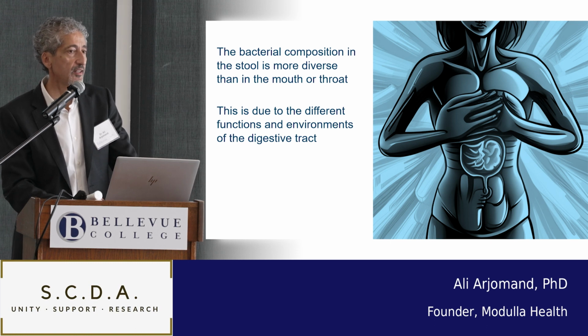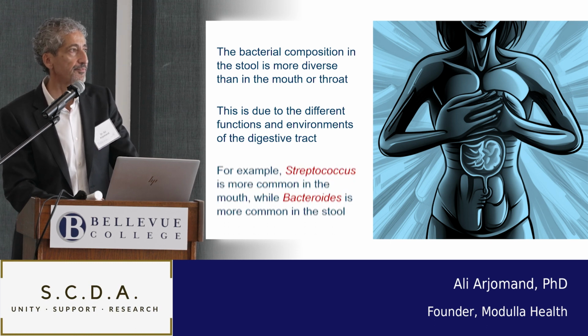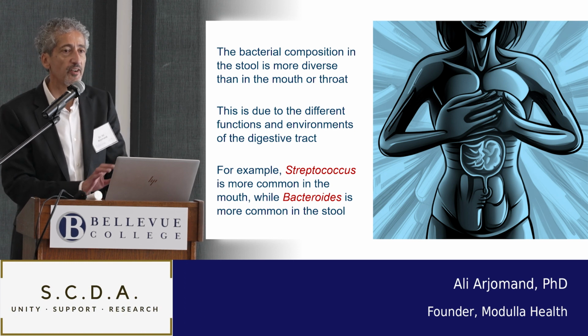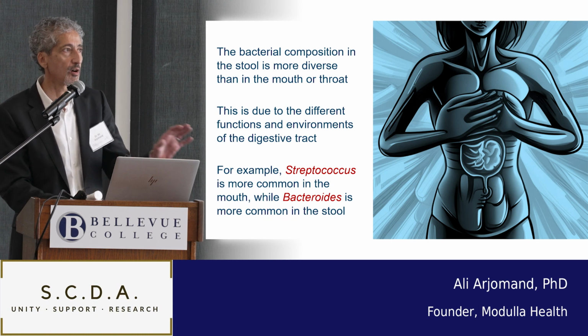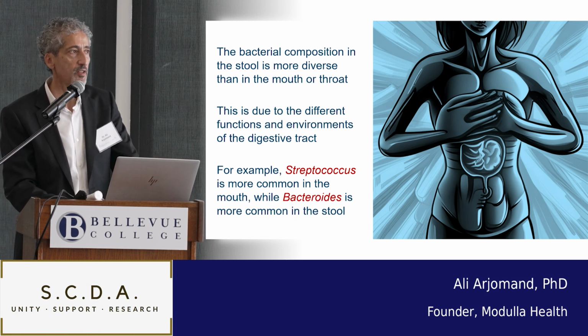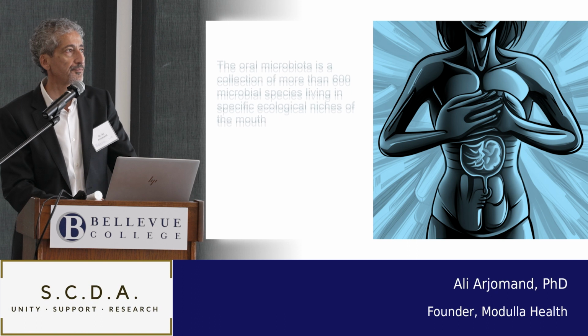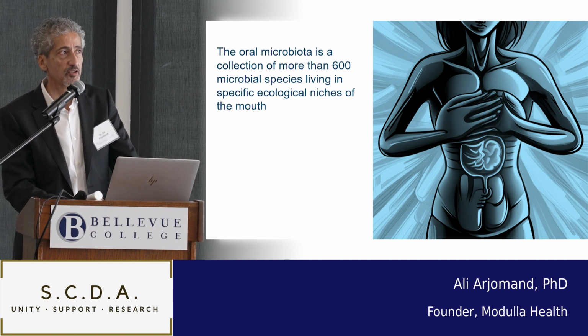In the oral cavity, it's a little bit different. For example, Streptococcus is more common in the mouth, but Bacteroides is more common in the stool. So you get this differentiation of strains and species locating specifically in one or the other parts of our body. Now, the oral microbiome is a collection of more than 600 microbial species living in specific ecologic niches inside the mouth.